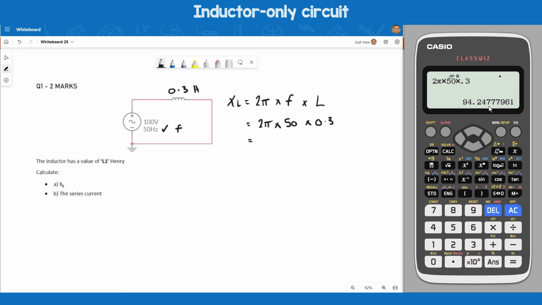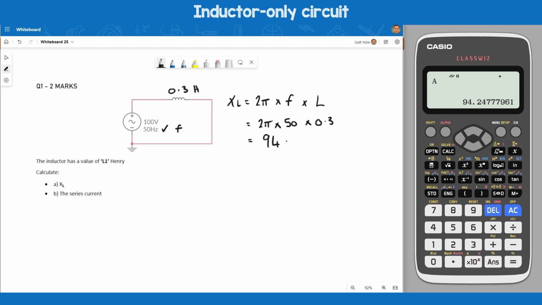I'm going to store XL in a memory location. So this is XL, and I'm going to click store, and then I'm going to choose, you've got A, B, C, D, E and F. I'm going to choose memory location A. So now when I press alpha and A, it's got my number stored.